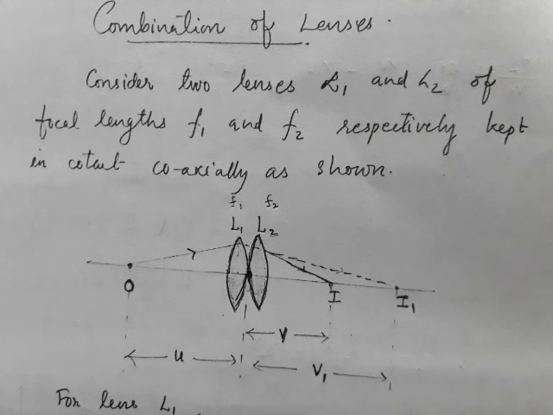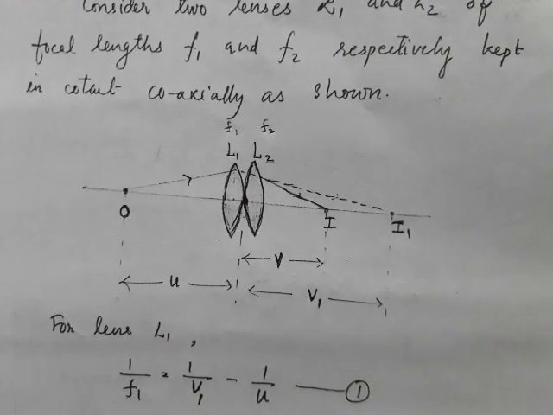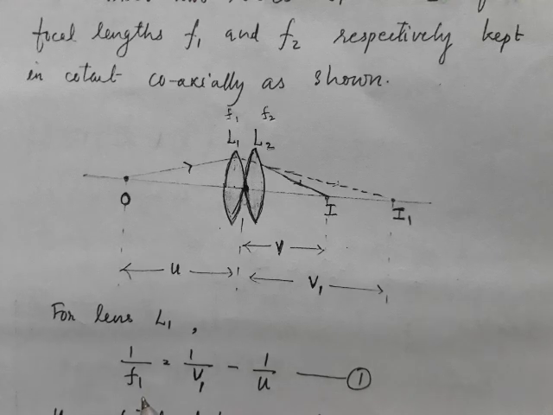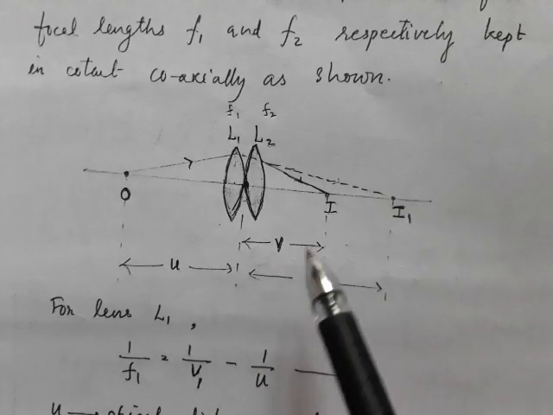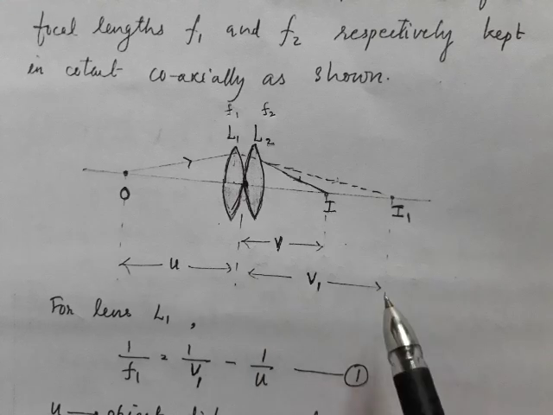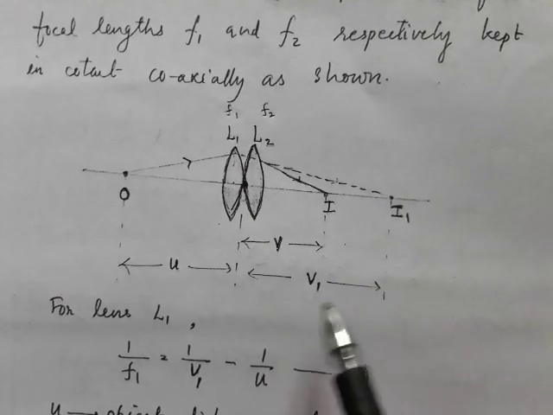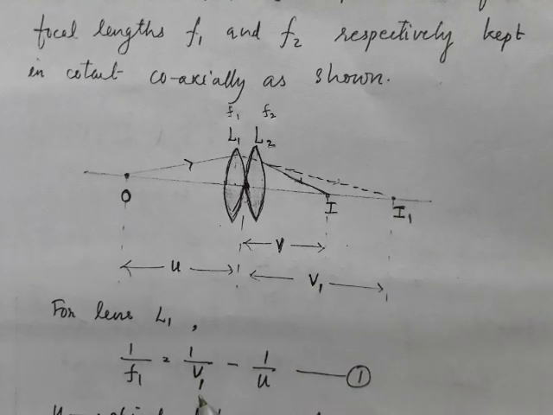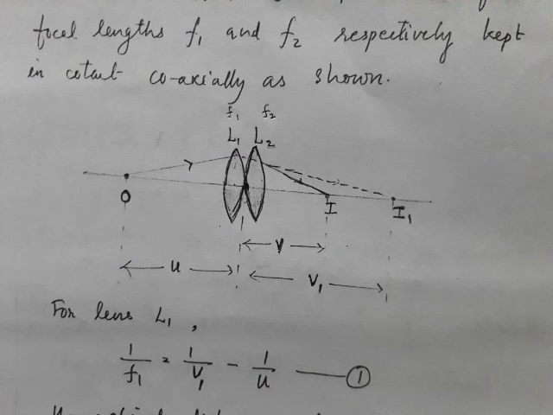Now applying the lens formula, thin lens formula for the first lens, we get 1 by f1, the focal length is f1, so equation is 1 by f1 is equal to 1 by v minus 1 by u, but here v is v1 because image is here. The first lens creates image here I1, that image distance is v1, so we have 1 by f1 is 1 by v1 minus 1 by object distance u. That's equation number 1.